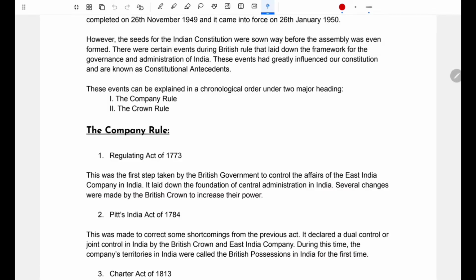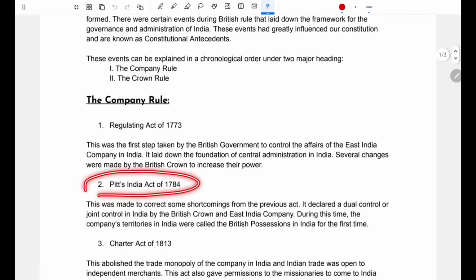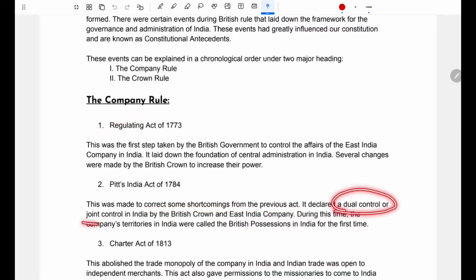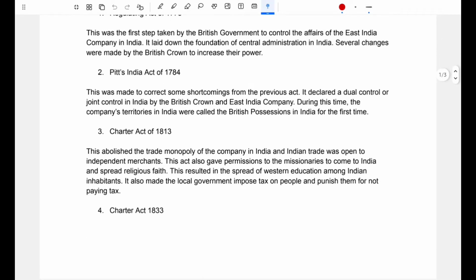But soon after that came the Pitt's India Act of 1784. This was made to correct some shortcomings from this previous act. It declared a dual control or a joint control by the British Crown and the East India Company. So the British Crown and the East India Company came together and they started to share their power and rule in India. The third act is the Charter Act of 1813.